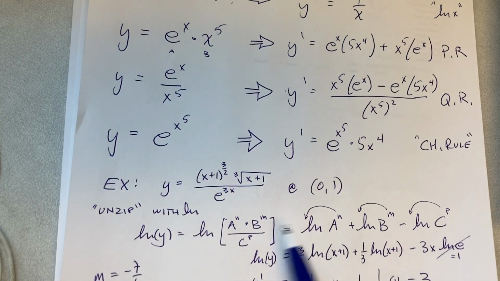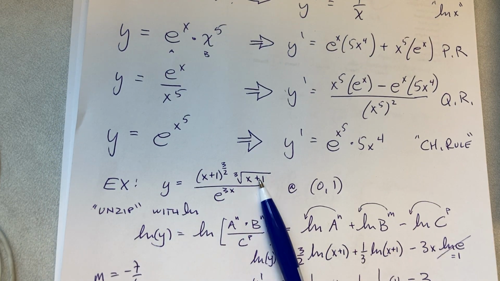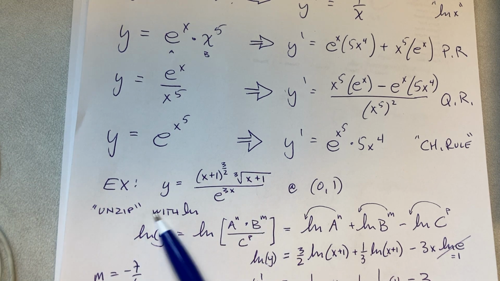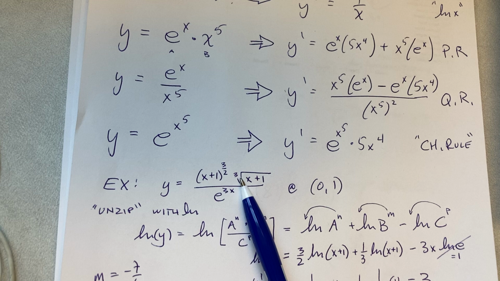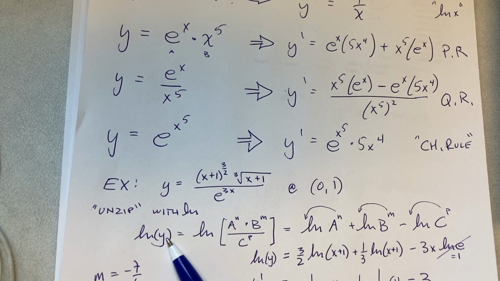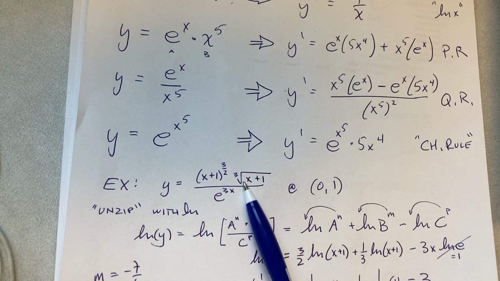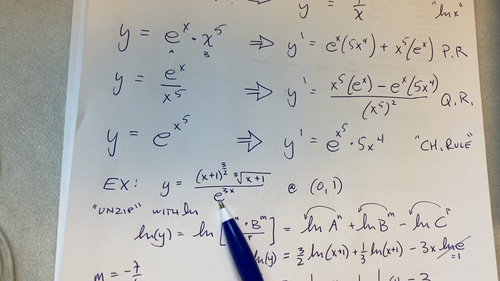So here's our example. Very complicated, okay? But the genius is that if we unzip it with the ln, if we take the ln of both sides, so the ln of y, then, and I want you to realize the structure, it's just something to an exponent, another thing to a fraction exponent, and another thing to an exponent. So here are the 3 bits.